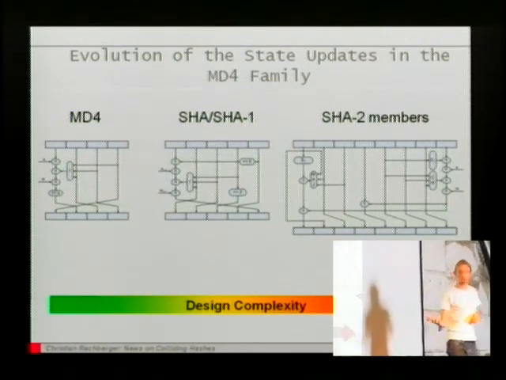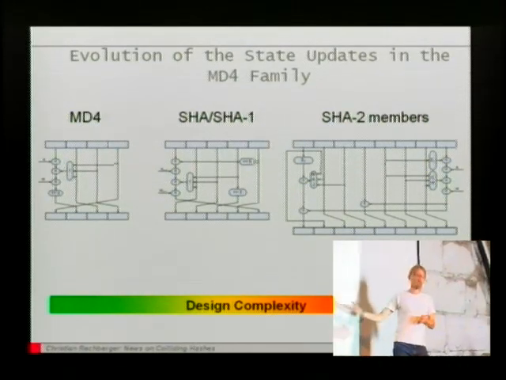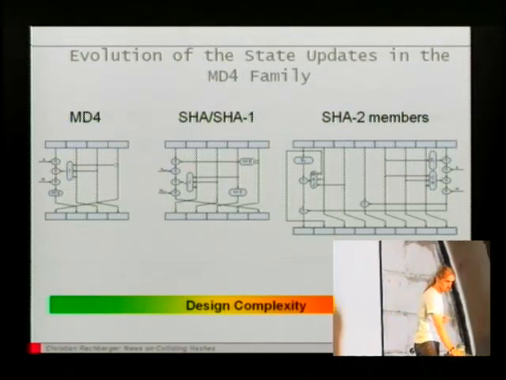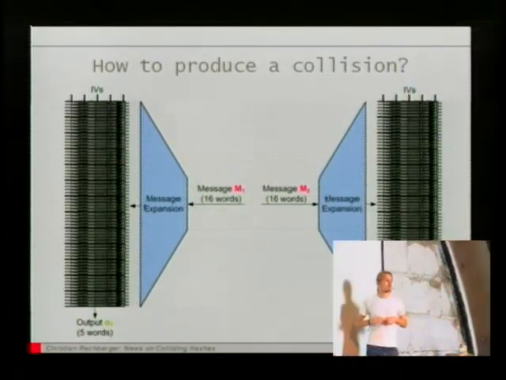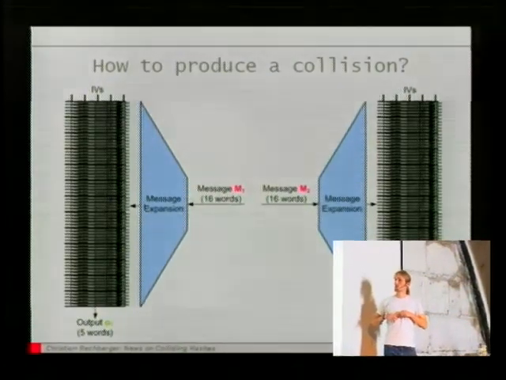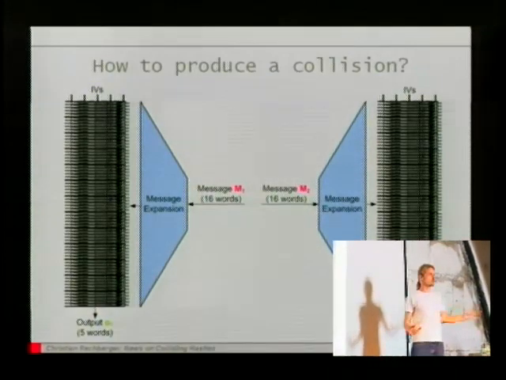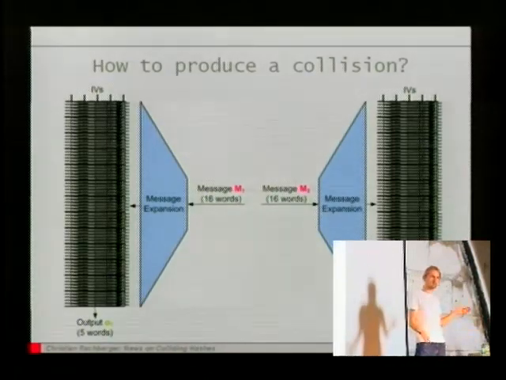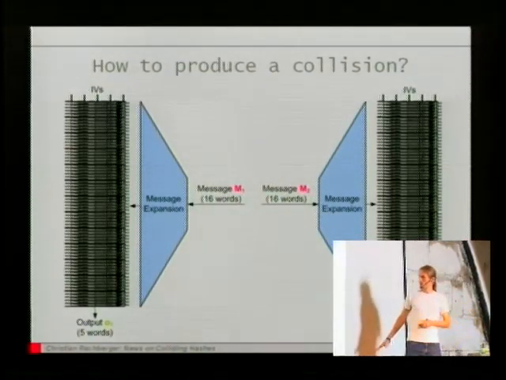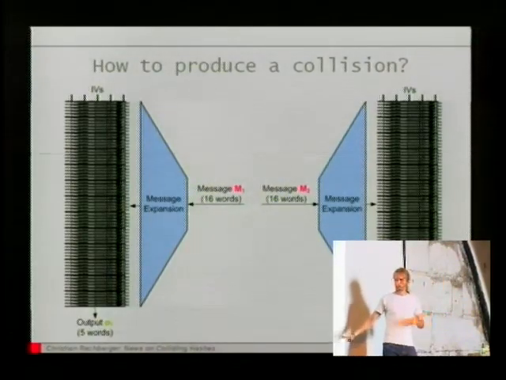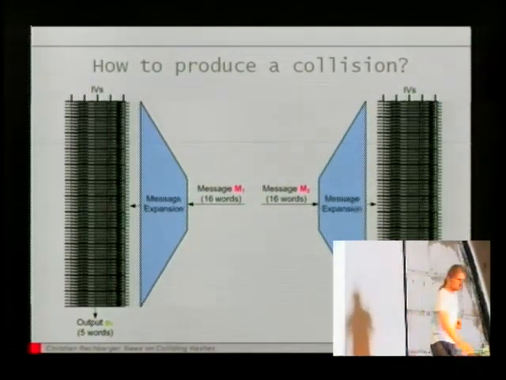Again, they are more complex, which makes them harder to analyze, so supposedly more secure. How would we now try to produce a collision? Well, think of the picture I had before. We call the hash function twice, with different inputs, and somehow try to find an input that maps to the same output.